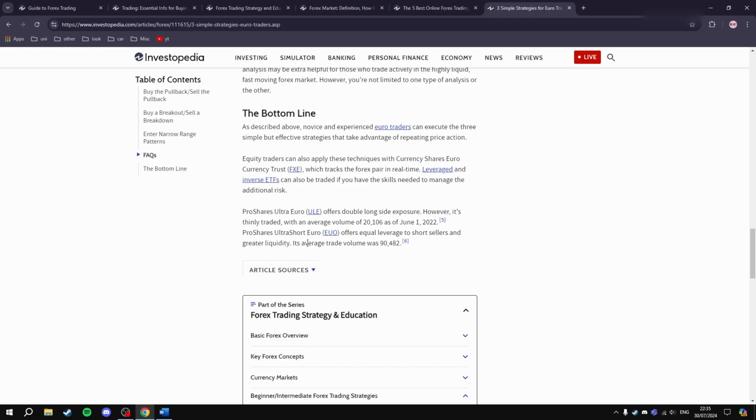ProShares Ultra Short Euro offers equal leverage to short sellers and greater liquidity. Its average trade volume was 90,482.